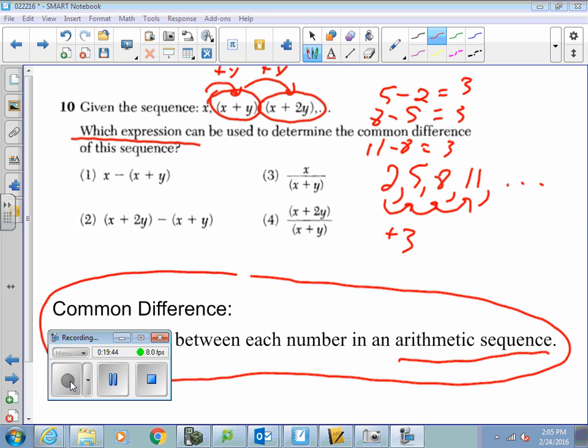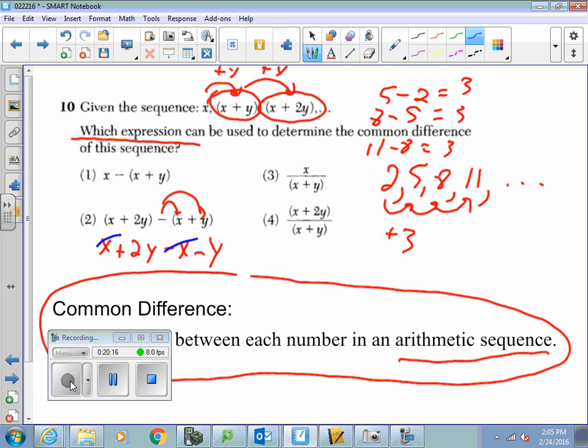All right, if you know your common difference is y, you're only going to get y as a value in one of these. Let's look at the right answer. If you do x plus 2y, minus x, and then minus y, and you combine all that, the x's cancel out because x minus x, and 2y minus y equals y. So your answer is actually number 2.